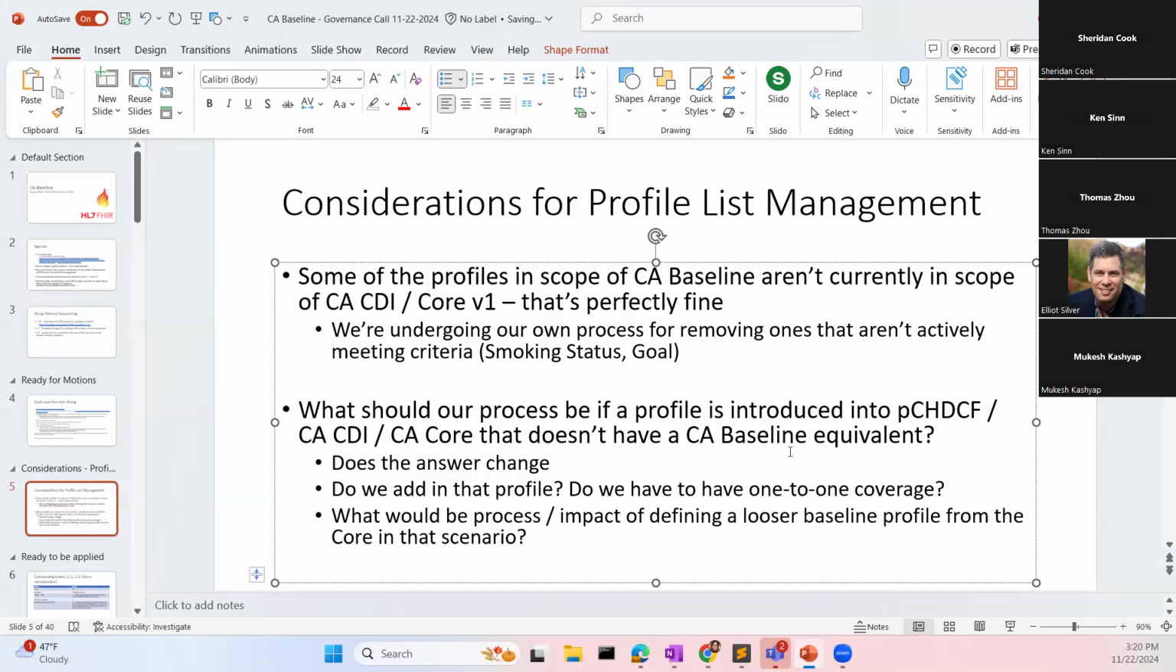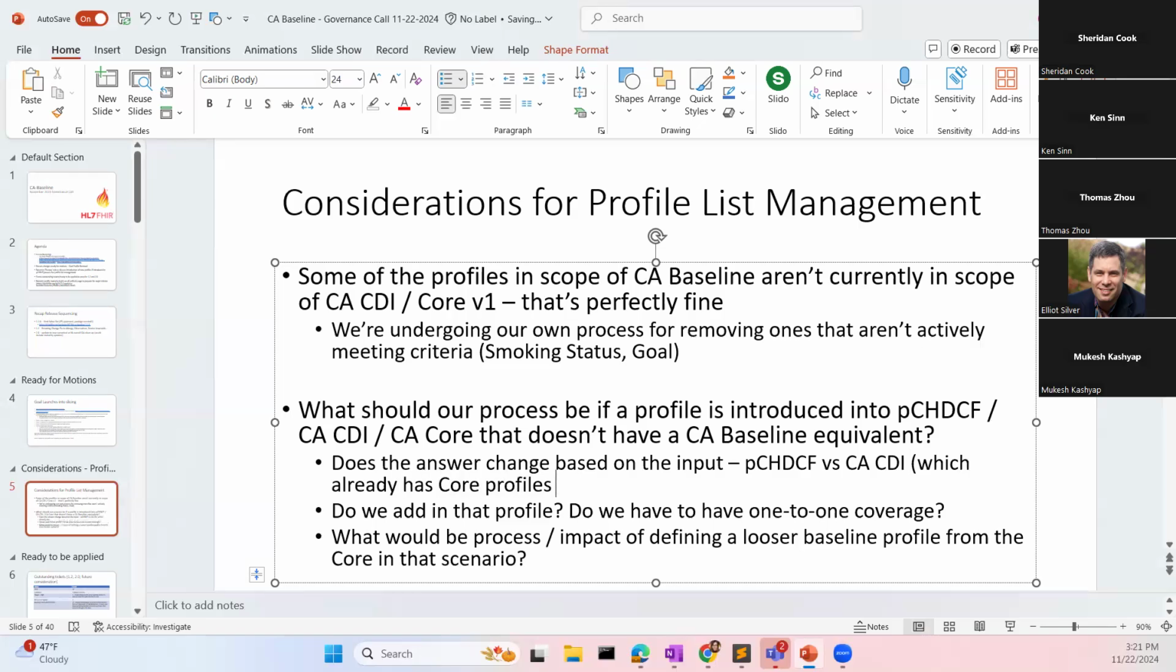Sorry. In that way, from the CIHI side, they have PCHDCF versus CACDI, which is superset versus subset, and which is their counterpart in the FHIR standard. For the CACDI, we do have a CA Core right now. So can we set up our baseline as a counterpart of PCHDCF? So you can see the relation between the data part reflected in the FHIR standard: in the data domain we have PCHDCF versus CACDI, but in the FHIR standard domain, we have baseline versus CA Core.